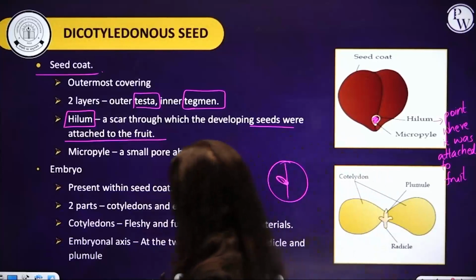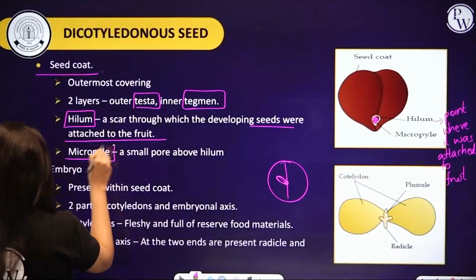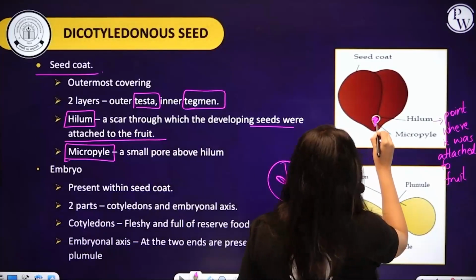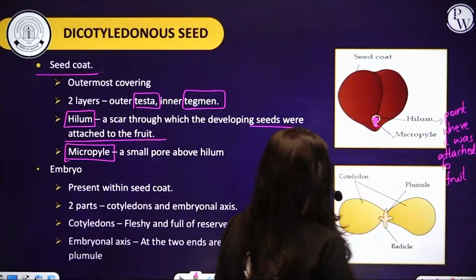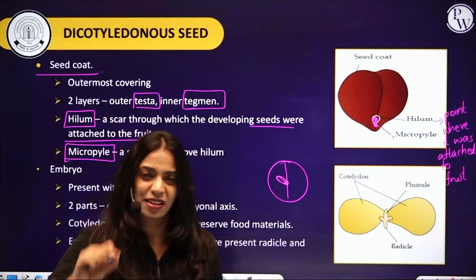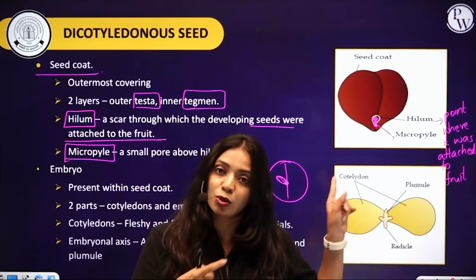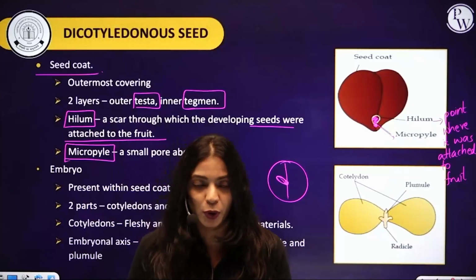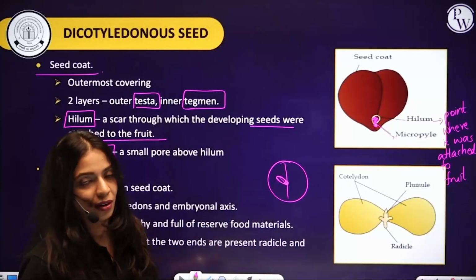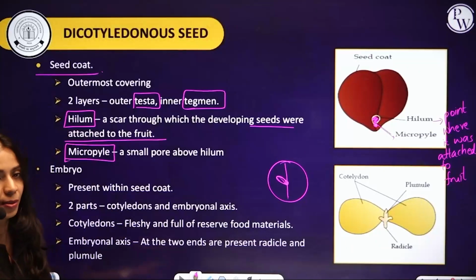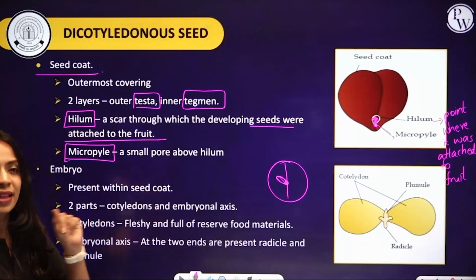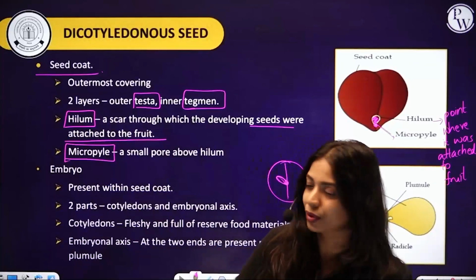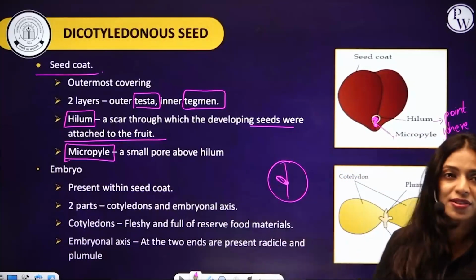Okay. Now, there is something called the micropyle. Just above the hilum, you can see a structure called micropyle. Micropyle is basically a small opening. It is through this opening that the pollen tube will enter the ovule. You learn about it in your other chapters going forward. For now, just remember, just above the hilum, there is a part called the micropyle, which is a small pore. That's about the seed coat.